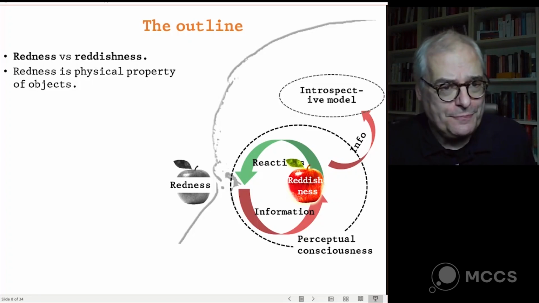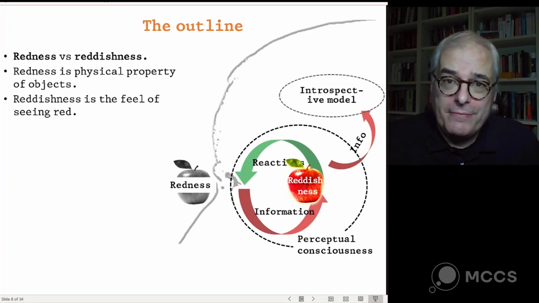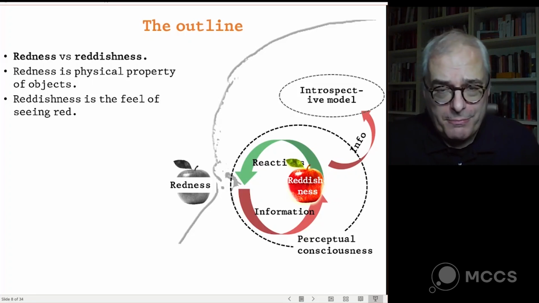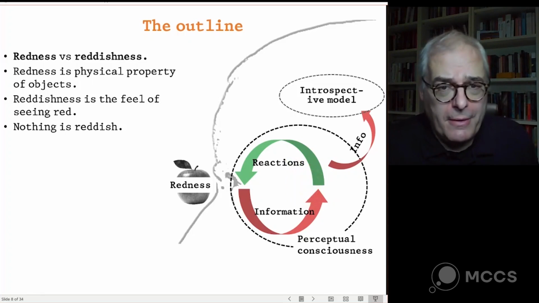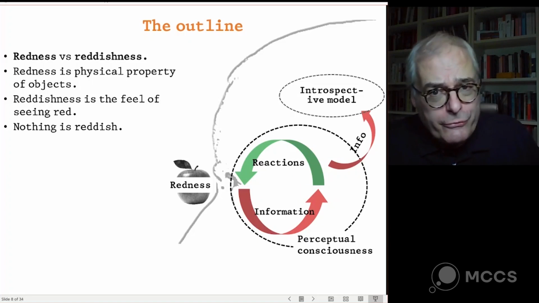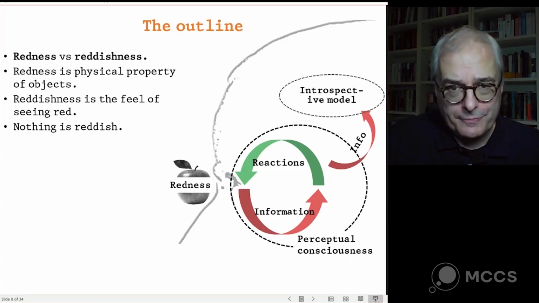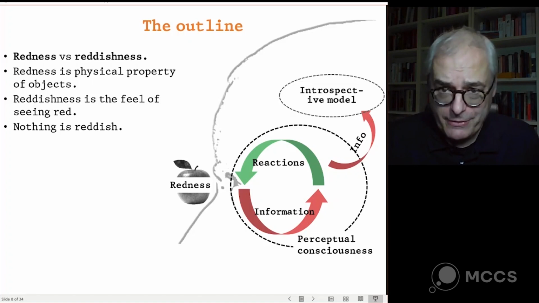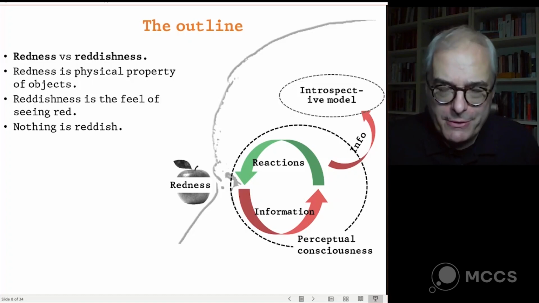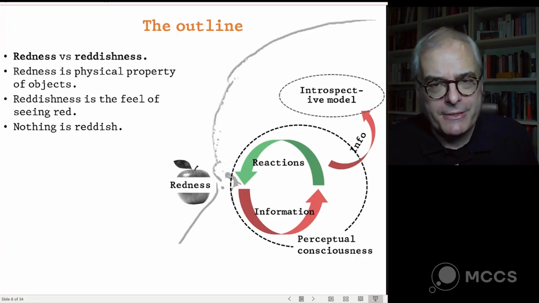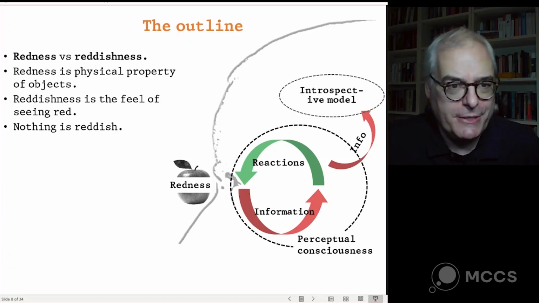Reddishness, on the other hand, is the mental quality of seeing red. It's what it's like to see red things. It's the quality of redness. It's sometimes referred to as mental red. Now, according to the illusionist, nothing is actually reddish. Redness is perfectly real. Things out there are red. They have this disposition to reflect light of certain wavelengths. Reddishness, the mental quality of experiencing redness, is not real, according to the illusionist. And the task of the illusionist is to explain why we think it's real. Because it kind of seems that we're acquainted with mental red when we look at red things, and the task is to explain why that is. That's the illusion that needs explaining, and the explanation goes something like this.